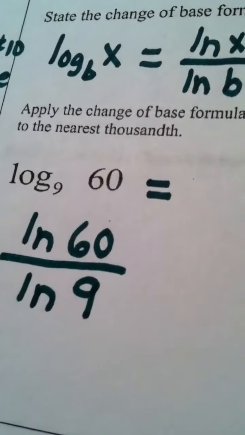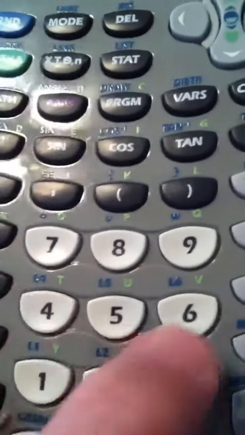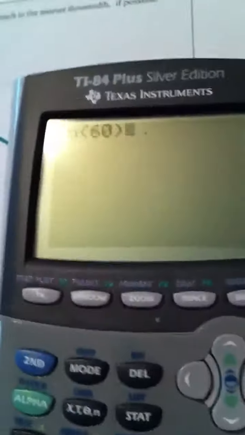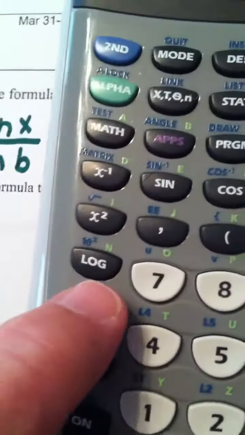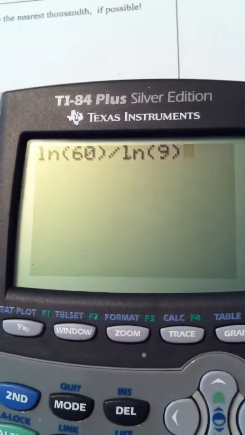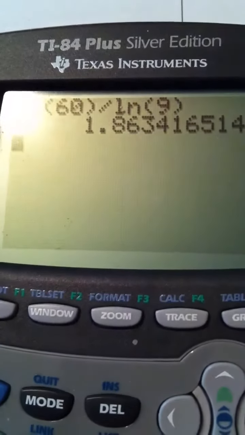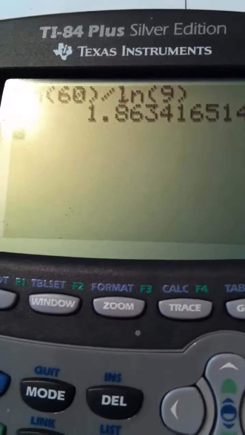And now I punch this into my calculator. Let me pull out my calculator here. Turn it on, clear out what I have, and I'm going to be typing in the natural log of 60. I close parens, okay? And then divided by, push natural log again, and type in a 9, close parens, and hit enter. And we get approximately 1.863.